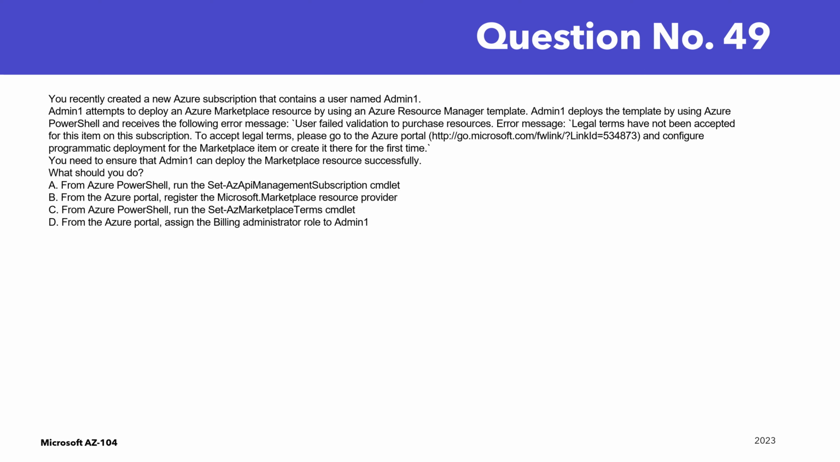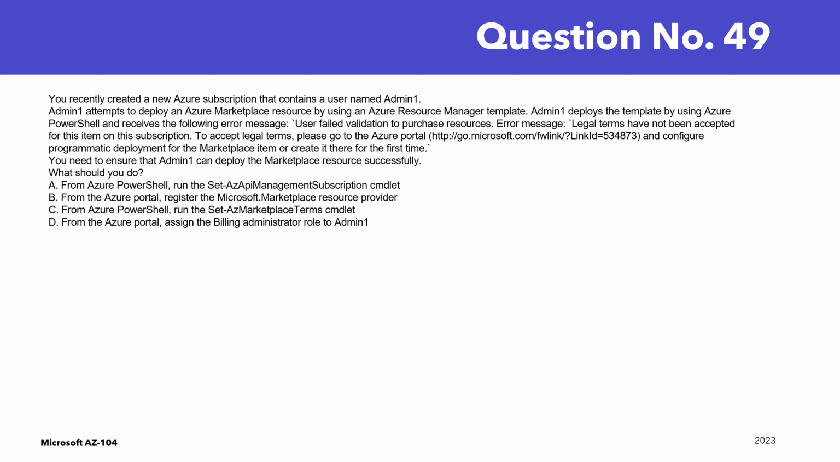You recently created a new Azure subscription that contains a user named Admin1. Admin1 attempts to deploy an Azure Marketplace resource by using an Azure Resource Manager template. Admin1 deploys the template by using Azure PowerShell and receives the following error message. User failed validation to purchase resources. Error message: Legal terms have not been accepted for this item on this subscription. To accept legal terms, please go to the Azure portal, follow the link, and configure programmatic deployment for the marketplace item or create it there for the first time.